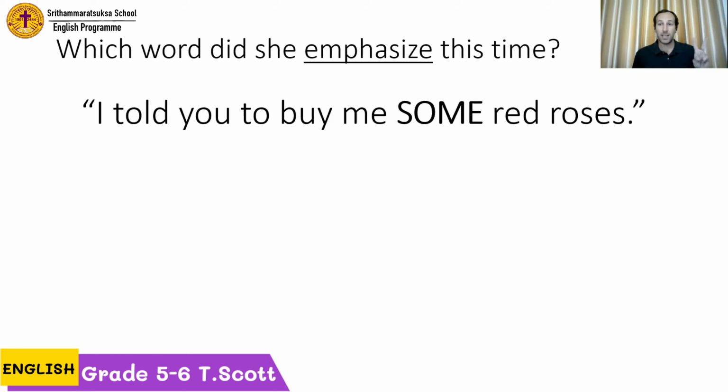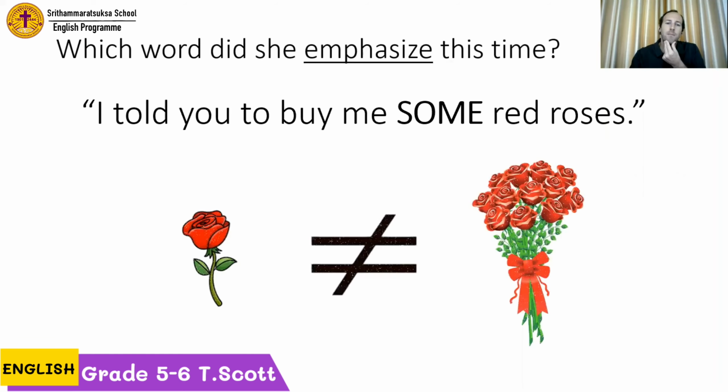Step 2, we need to think about what that means. Why did she choose to emphasize this word instead of the other ones? Well, we start to think about the meaning of the word some. Some is about numbers, isn't it? Some means more than one. So my mistake was that I only gave her 1 red rose. She told me to buy some red roses, more than 1. I should say I'm sorry. Let's listen to the next one.